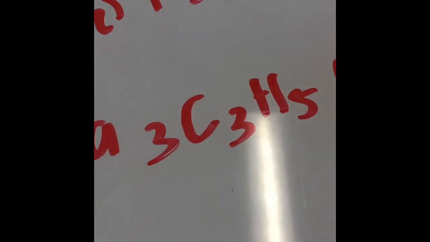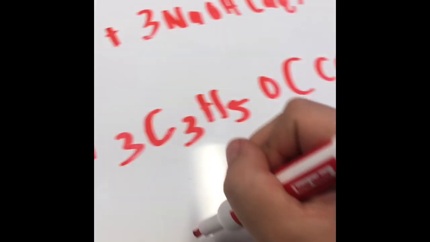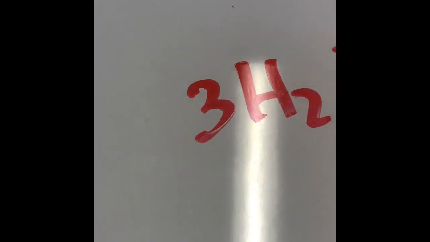Na3C3H5O(COO)3 aqueous, which is sodium citrate, plus 3 moles of H2O, or water, liquid.